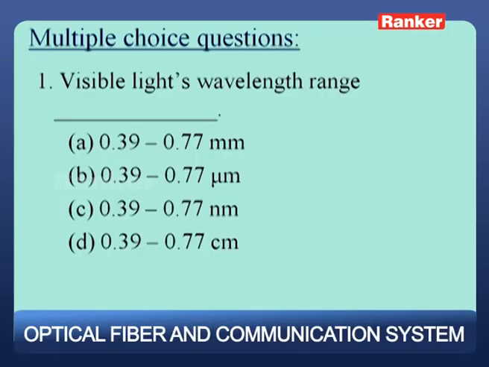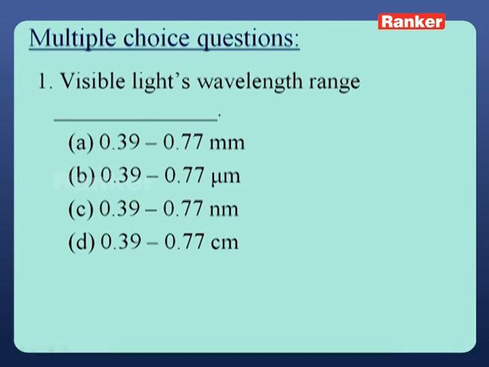Basic concepts in optical fibers, we will try to answer a few multiple choice questions. Observe these questions and try to answer them. The visible light's wavelength ranges from, directly taken from the frequency range, always remember this value, 0.39 to 0.77 micrometer. So 0.39 to 0.77 micrometer is the answer.